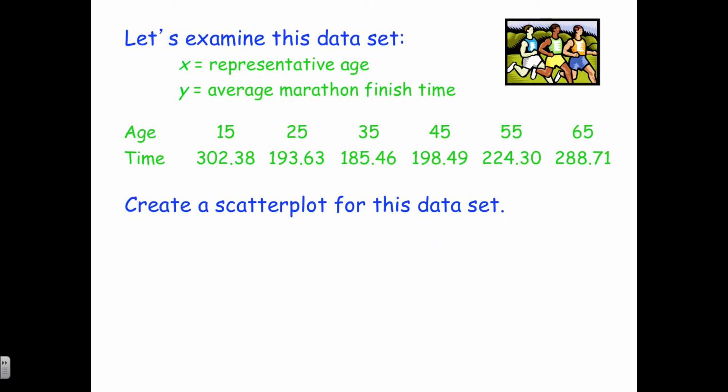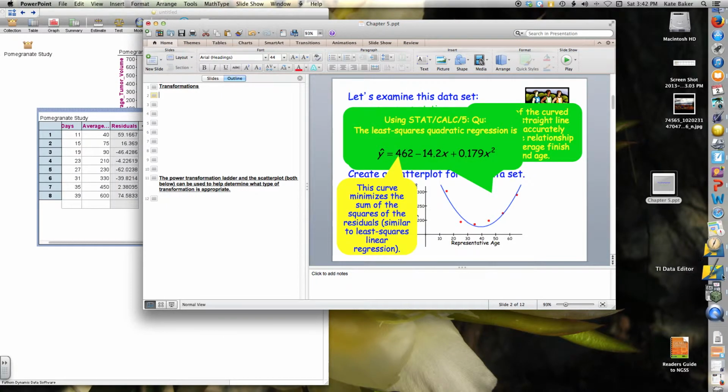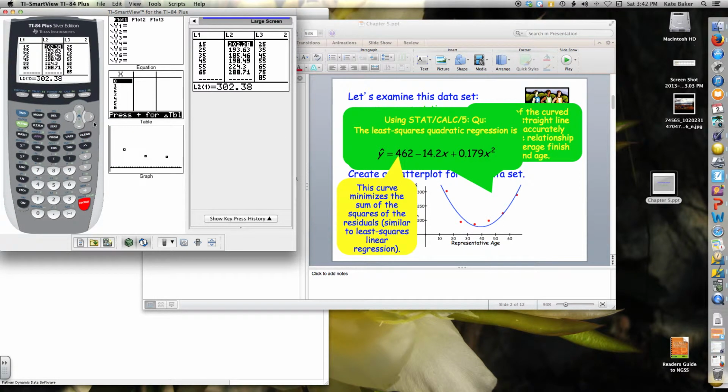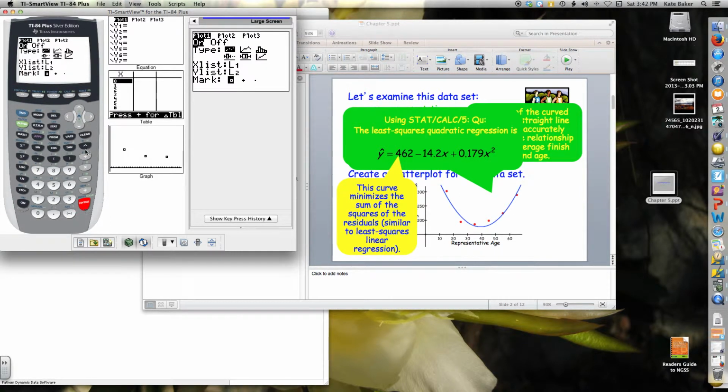I have a data set. This is one of the examples in your textbook where X is going to be a representative age. It's actually the midpoint of a range of ages, and Y will be the average marathon finish time. And the first thing you'll have to do is to create a scatter plot for this data set. So let's go look. I have that entered into, I believe, list 1 and list 2. So we want to look at our stat plot. I want a scatter plot.